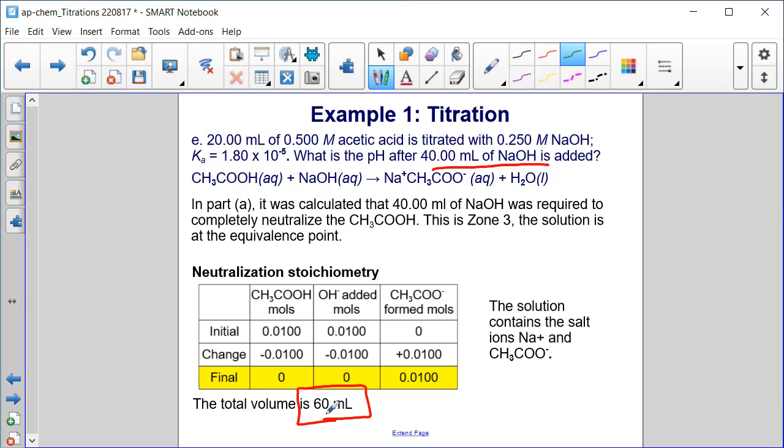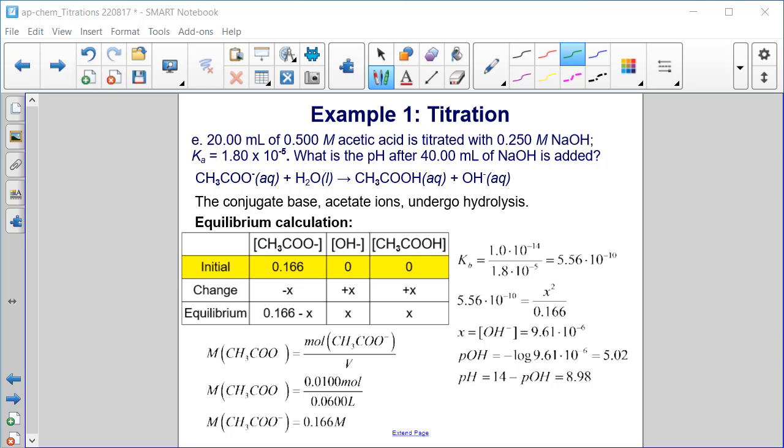So at this point, what's in the reaction vessel? It contains sodium ions and acetate ions only. The acetic acid is completely neutralized, and so are the hydroxide ions. All right, so let's find the concentration of those acetate ions. Take the moles calculated in the previous slide, 0.0100, and divide by the volume, 0.0600 liters or 60 milliliters. We get a concentration of 0.166 molar. So that's our initial concentration of acetate ions.